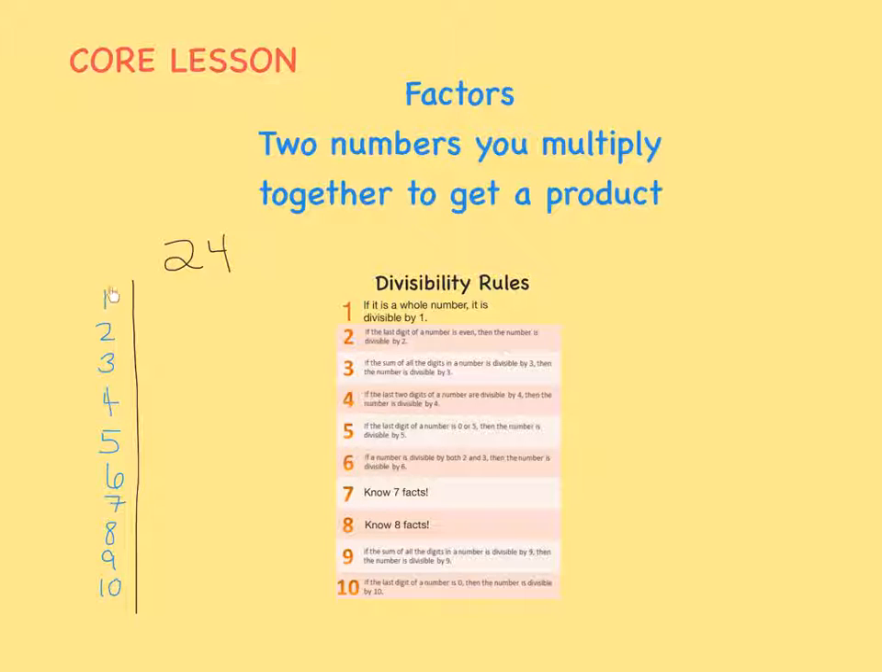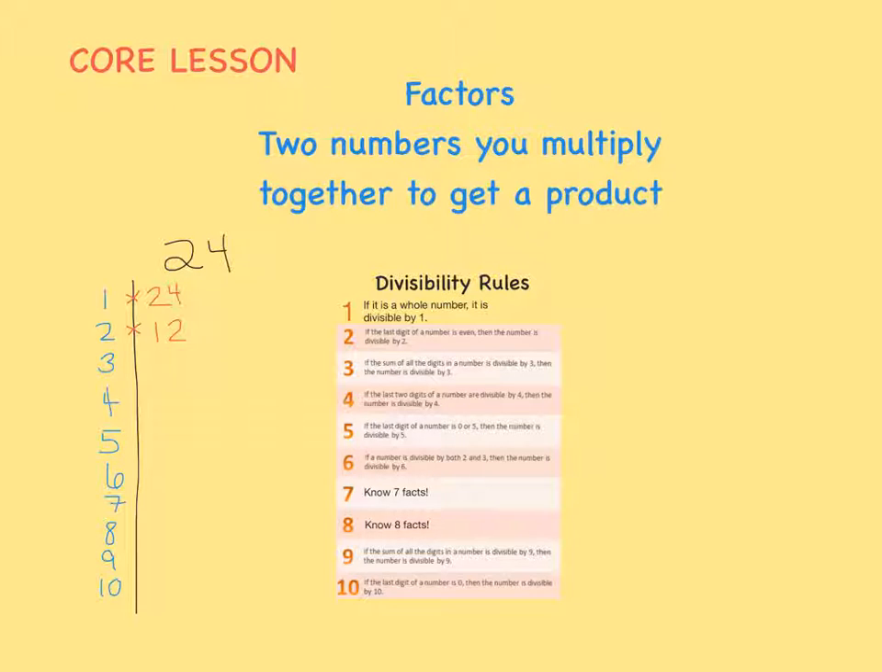Let's start with the number 1. Well, the rule is that if it's a whole number, it's divisible by 1. 24 is a whole number, so I know 1 times 24 equals 24. But is 24 divisible by 2? Well, it says that if it's an even number, it's divisible by 2. 24 ends with a 4. I know that 2 times 12 equals 24.